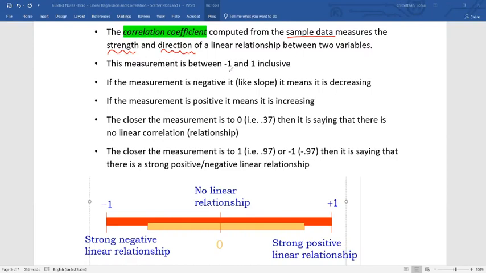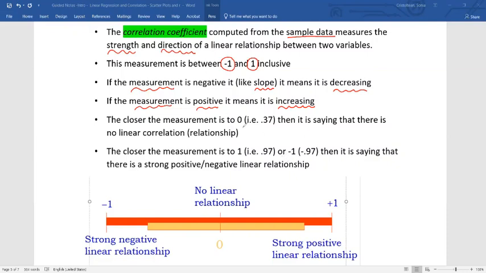Now, this number is between -1 and 1 inclusive. If the measurement is negative, like the slope, it means that it is decreasing. So the same sign and the same direction as the slope. A negative R is an indication that the line is decreasing. It's like the slope. A positive R is an indication that the line is increasing from left to right.